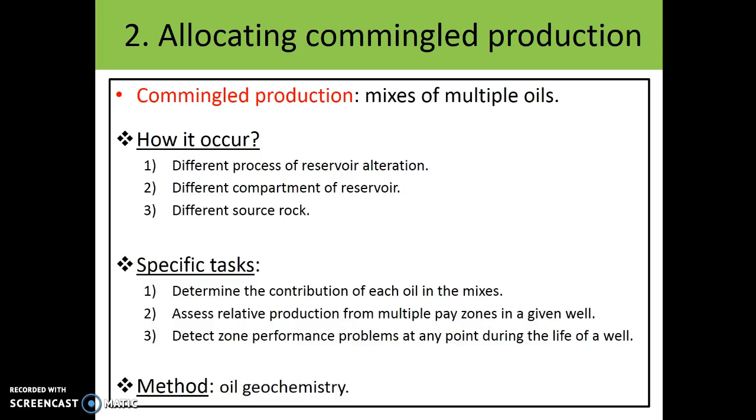Alright, so the specific tasks to allocate this commingled production are, first, to determine the contributions of each oil in the mix. Second, to assess relative production from multiple pay zones in a given well. And third, to detect zone performance problems at any point during the life of a well by monitoring the production of multiple zones frequently over a long period. The method that industry usually uses to allocate commingled production is oil geochemistry.